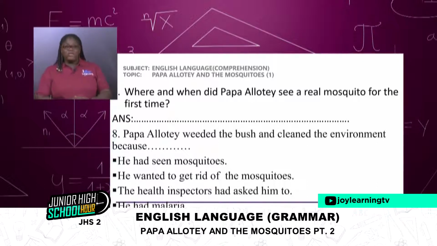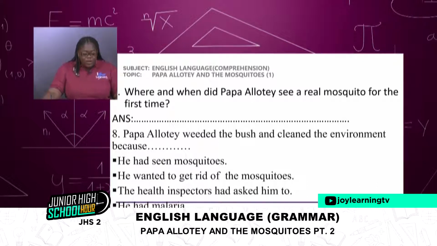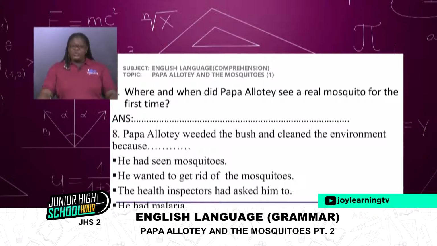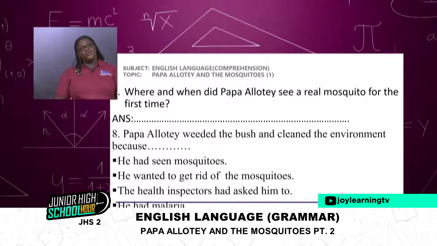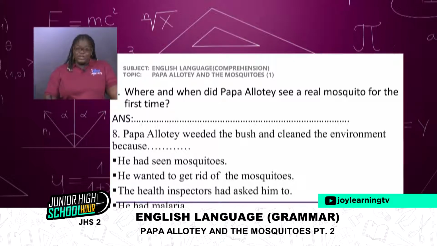The 8th question is for you as well. So I read, Papalo weeded the bush and cleaned the environment because A, he had seen mosquitoes. B, he wanted to get rid of the mosquitoes. C, the health inspectors had asked him to. And then D, he had malaria. So which one are you going to choose? Which one will be your answer?